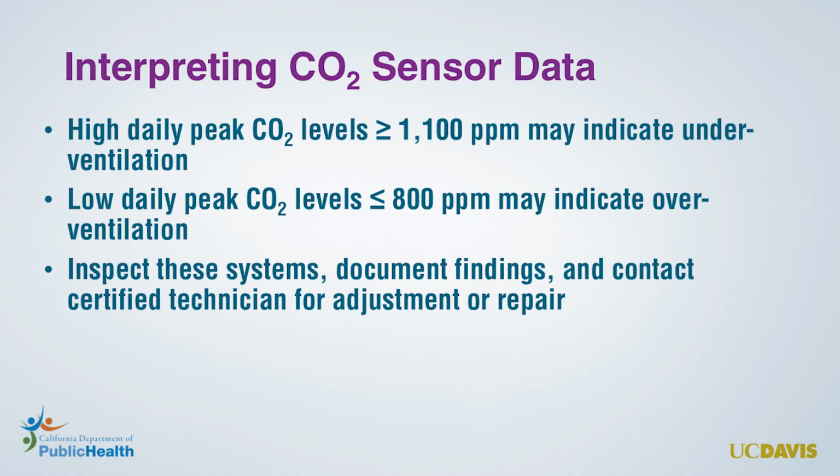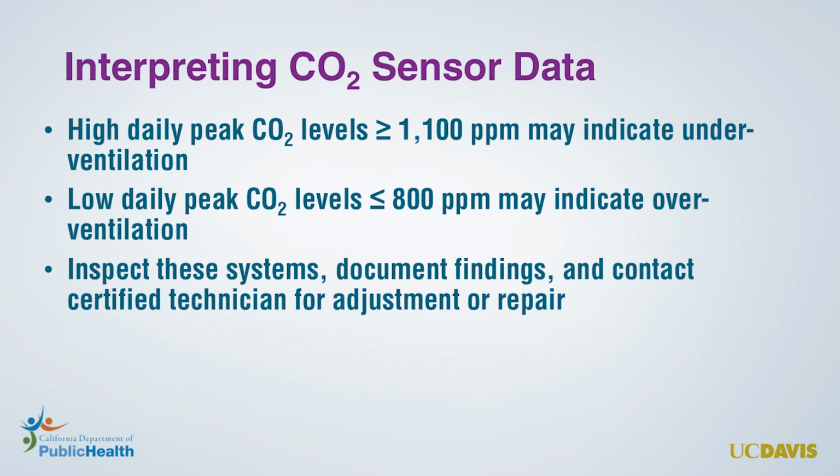Finally, let's talk about how to interpret CO2 sensor data. The CO2 level is an indicator of how well the ventilation system is working. You'll want to review data for times that the building is at peak occupancy and compare CO2 levels to a threshold of 1,100 parts per million. Spaces that have CO2 levels that frequently exceed 1,100 parts per million are likely to be underventilated and may be a cause for concern.